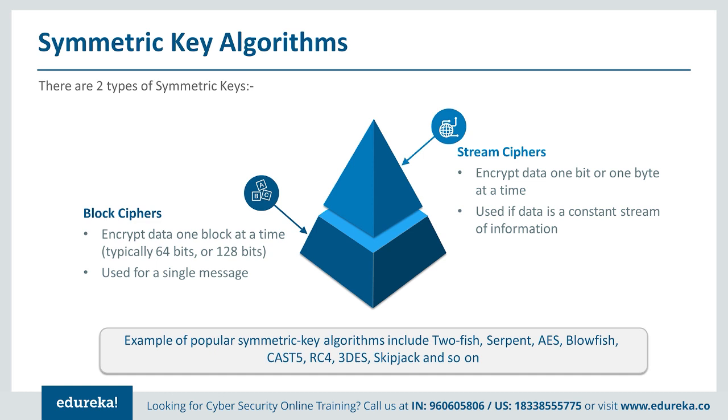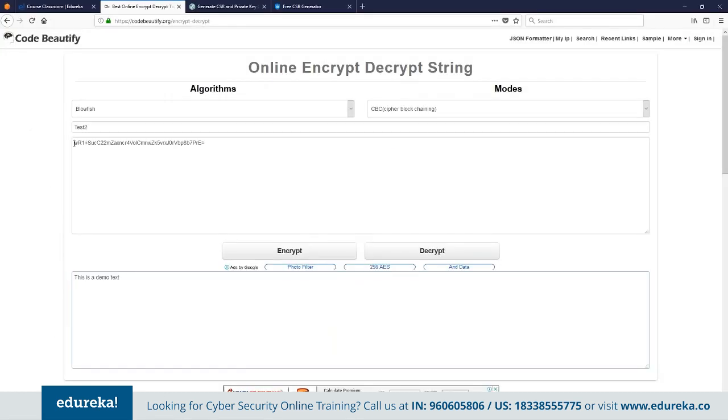Symmetric encryption algorithms are of two types. The first type of algorithm is the block cipher. In a block cipher, the data is encrypted block by block. For example, the first four blocks will be encrypted and then the second four blocks will be encrypted. Likewise, it encrypts block by block.